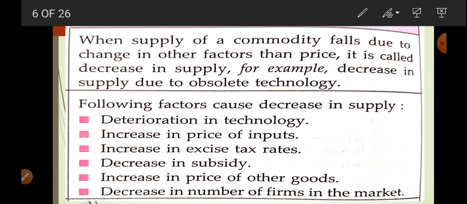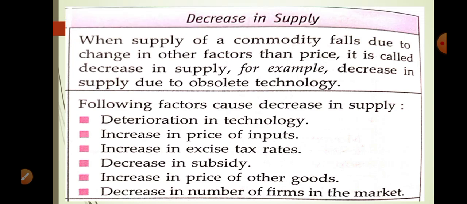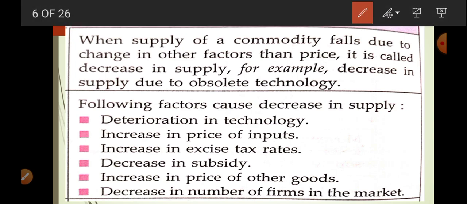Now here it is given: when the supply of a commodity falls due to a change in factors other than price, it is called a decrease in supply. The name is clear: decrease means there will be a fall in the supply, due to other factors, while price is going to be constant.